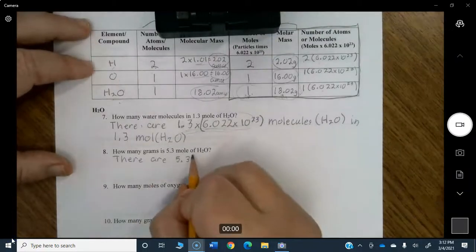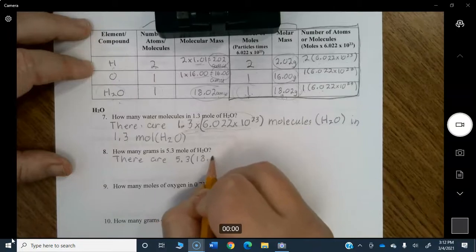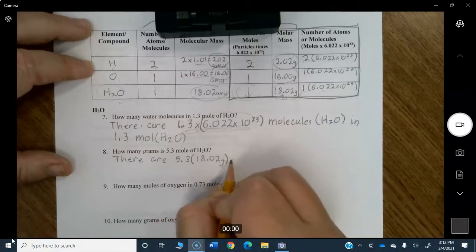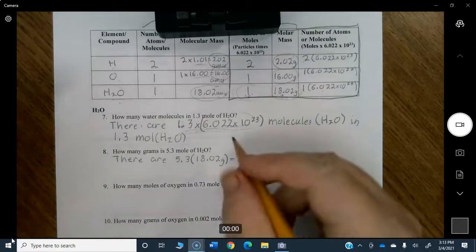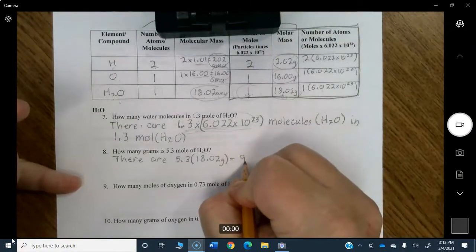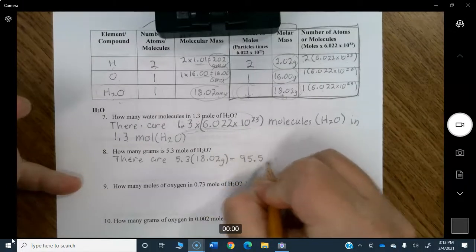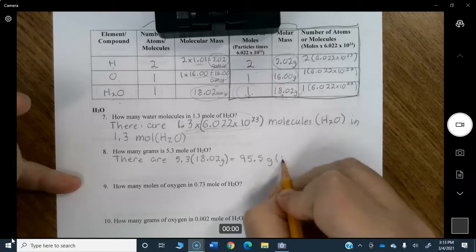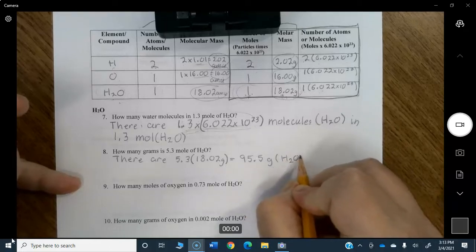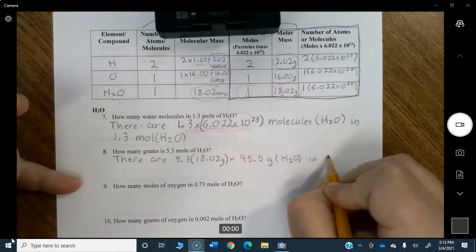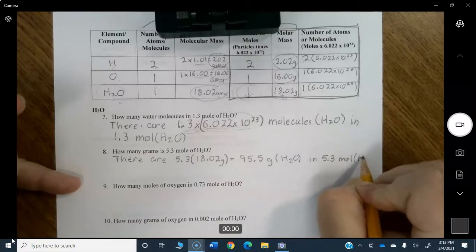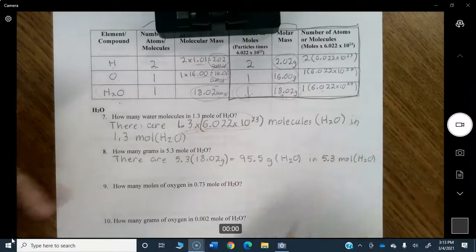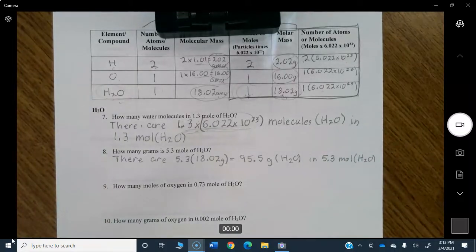Okay, so there are 5.3 times 18.02 grams. I'll go ahead and do the calculation just for those of you that are doing it like that. Take the time to do it. You ought to know whether you got the right answer. So that's 95.5. We'll just go to 3 digits there. And again, its unit of measure is grams, and then in parentheses the substance, grams H2O, in 5.3 moles of H2O. Okay, so that's the answer there.